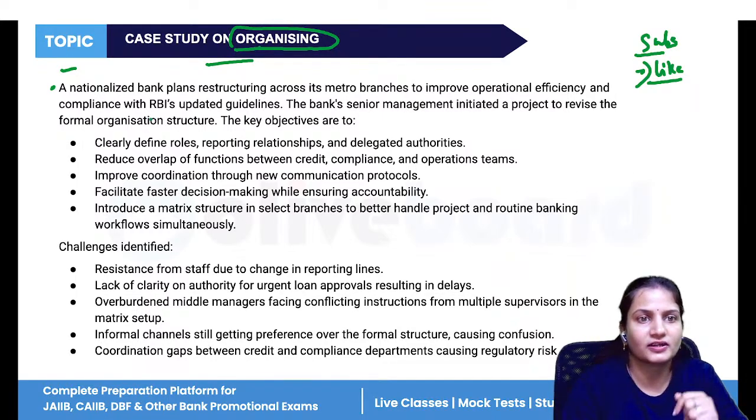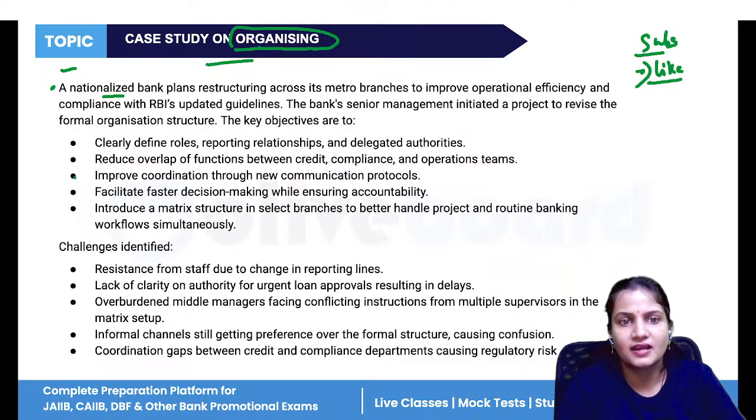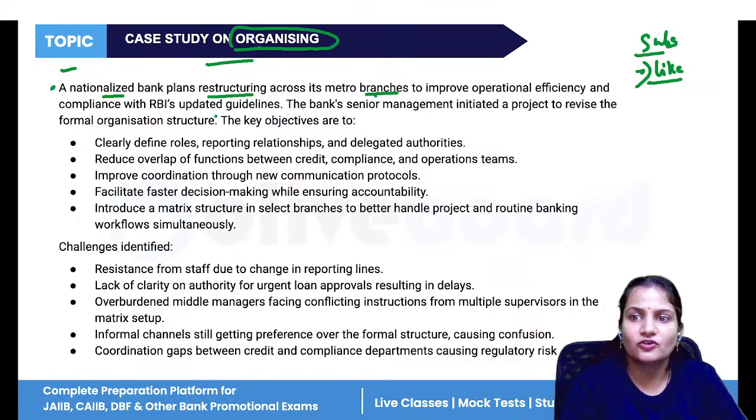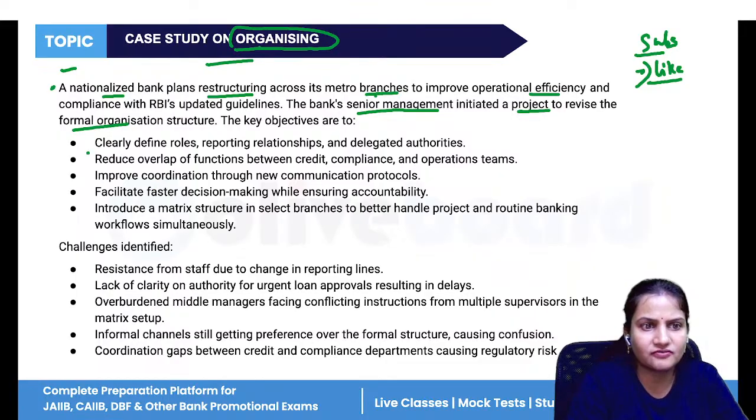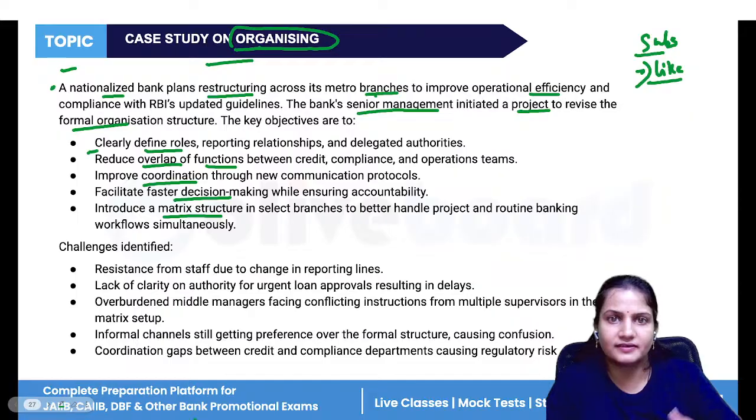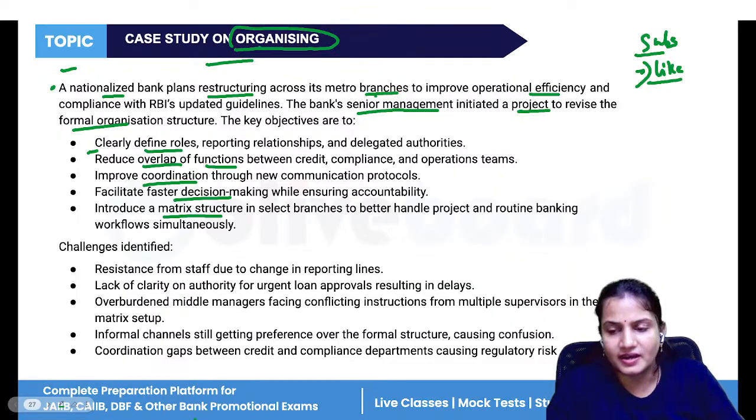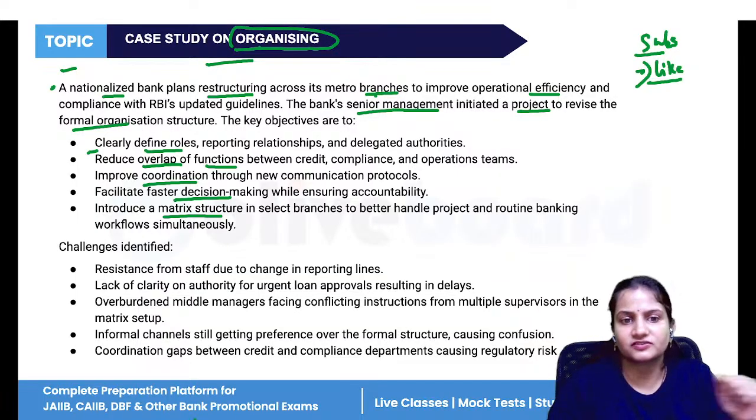Now, let's read what the case study is. A nationalized bank is planning to restructure its branches in metro cities. Why? To improve the efficiency and compliances. The bank senior management has initiated a project to revise the formal organization structure. They have clearly defined the roles, reduced the overlap of functioning, improved coordination, facilitated faster decision making, and introduced a matrix structure so that one can handle projects better. A lot of data can be stored, and the work can be done at the same time. Two, three works can be done.